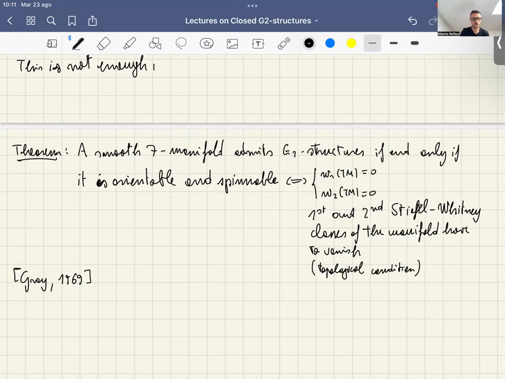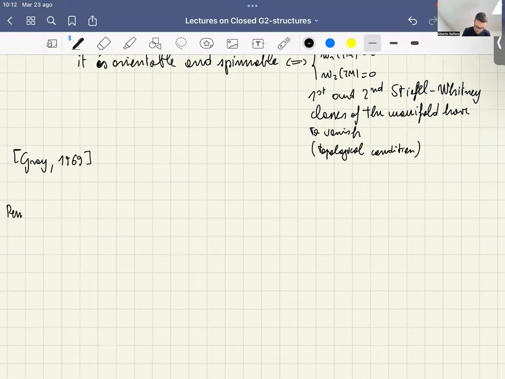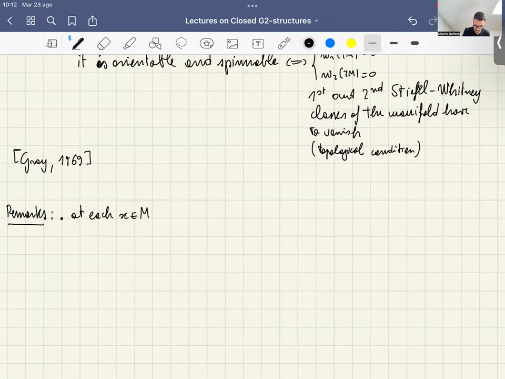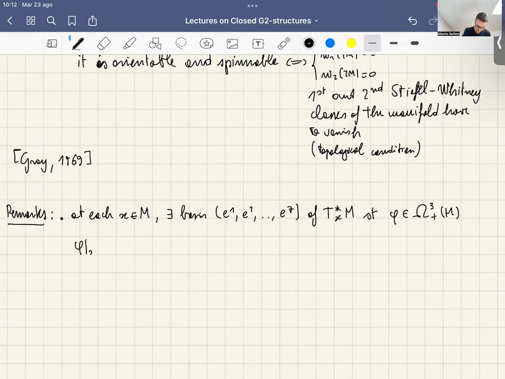So let me give now some remarks about the G2 structures we defined. First of all, as we already said yesterday at the end of the lecture, at each point of the manifold, there exists a basis, let's call it e^1, e^2, ..., e^7, of the cotangent space to the manifold at that point, such that a G2 structure phi at that point can be written in the canonical way, so in the standard form.